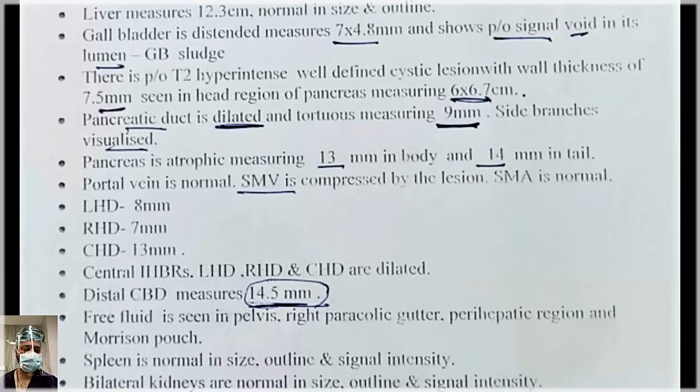Portal vein normal, SMV is compressed by the lesion, SMA is normal. And left hepatic duct 8 mm, right hepatic duct 7 mm. Common hepatic duct was 13 mm and distal CBD measuring up to 14.5 mm.